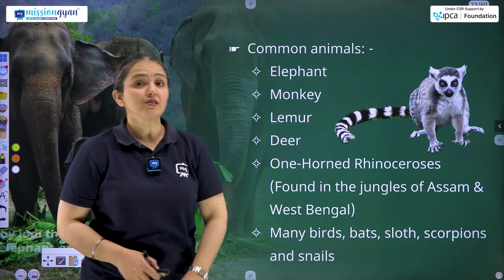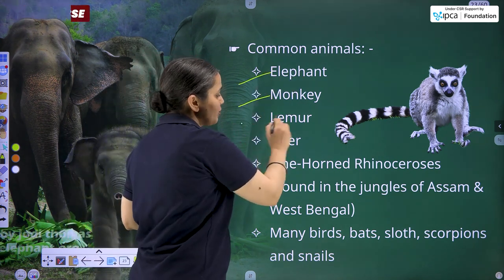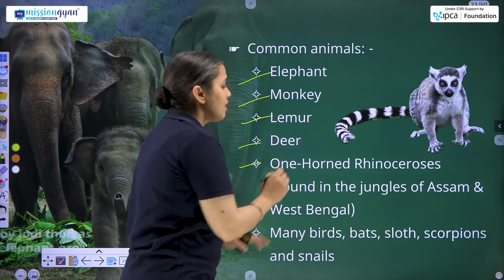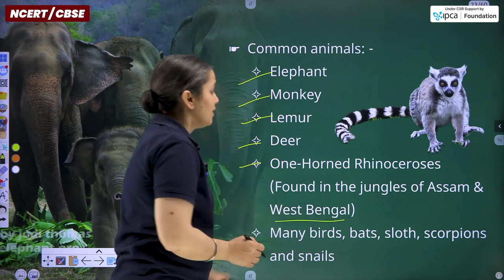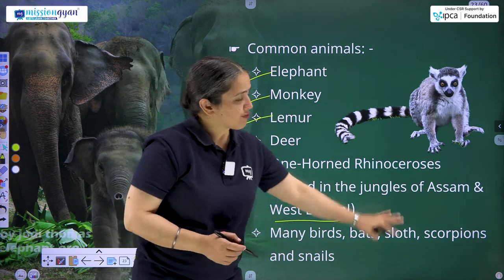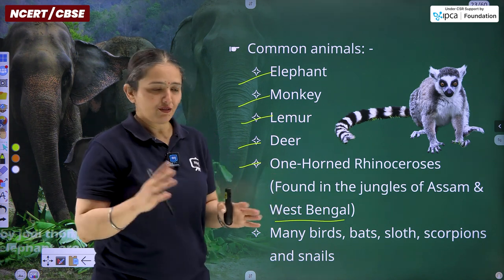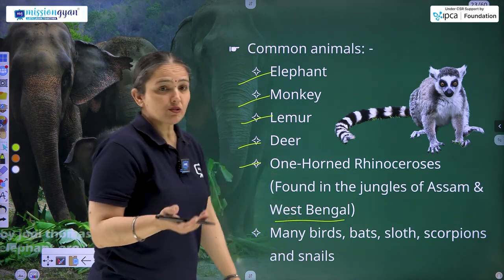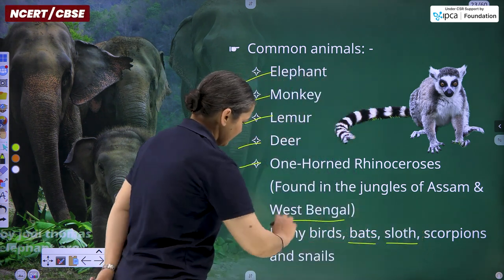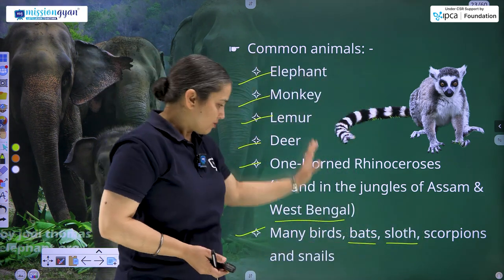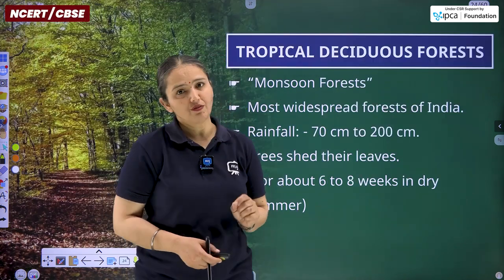And common animals found in these tropical evergreen forests are elephant, monkey, lemur, deer, and the one-horned rhinoceros, found particularly in the jungles or forests of Assam and West Bengal. You have to learn these and such kinds of information prominently because they can come in MCQ, fill-up or any kind of one-mark question. Many birds are also found along with bats, sloths, scorpions and snails. So this is the variety of animal species found in the tropical evergreen forest.